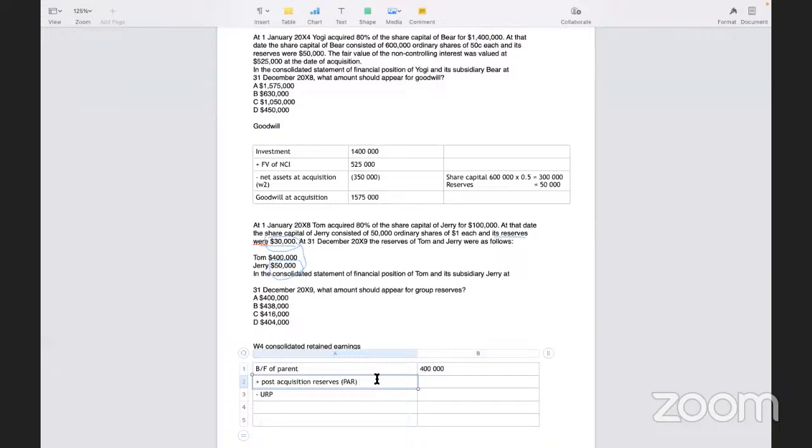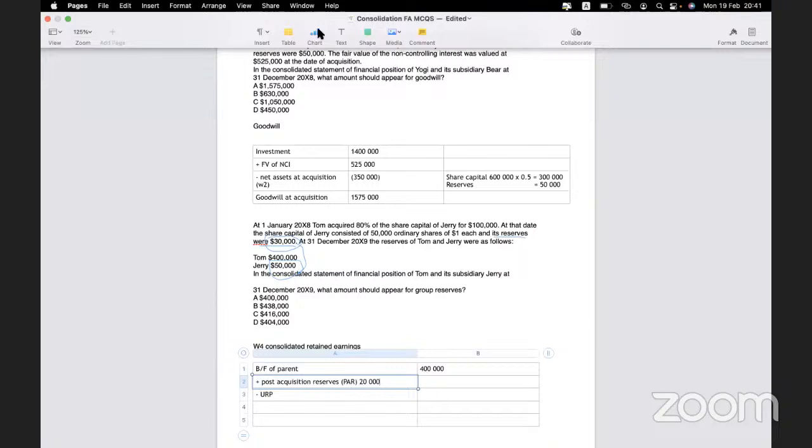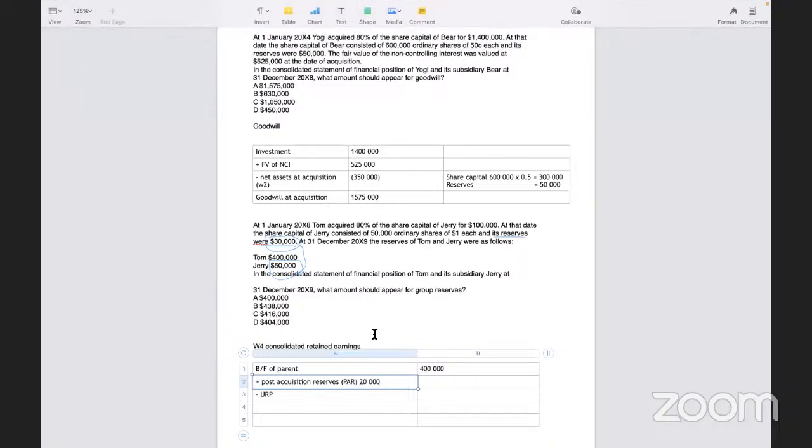But question, are you entitled to take the entire lot of it? No, no. Sorry. Though the reserve has gone up by 20,000, you as the parent is not entitled to the entire thing. You're only entitled to how much? 80% of it. So see, only 80% of this. Then the answer will be 16. Doesn't seem like there is a URP. So therefore, final answer 416,000. This should be the correct answer.